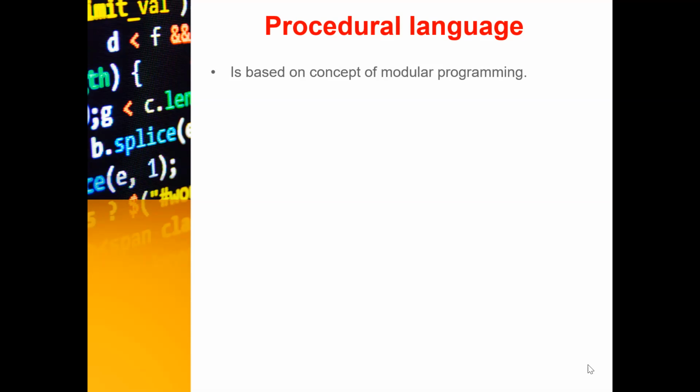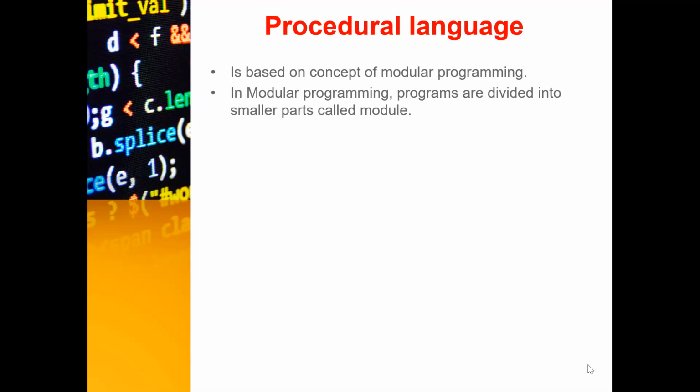Procedural languages are based on the concept of modular programs. Modular means to break up a lengthy program into small parts. Clear? Like in your computer subject, we have three different modules, three different units. In unit 1, you have learned chapters 1 and 6; in module 2, you are going to learn chapters 2, 3, and 4; and in the last unit, module 3, you will learn chapter 5 and 6.